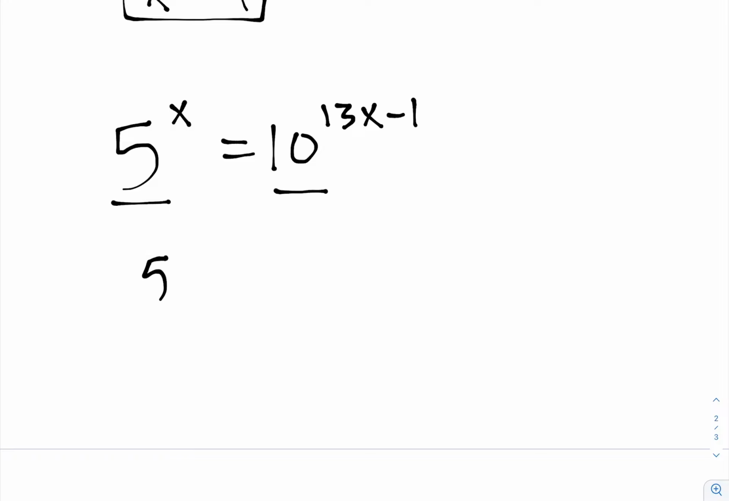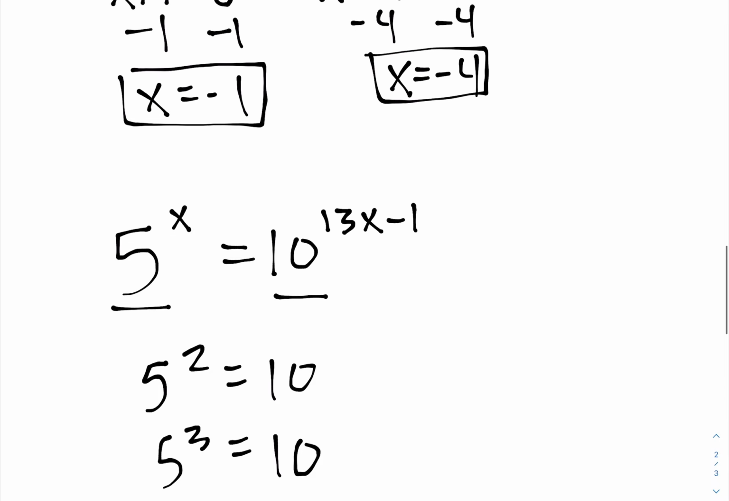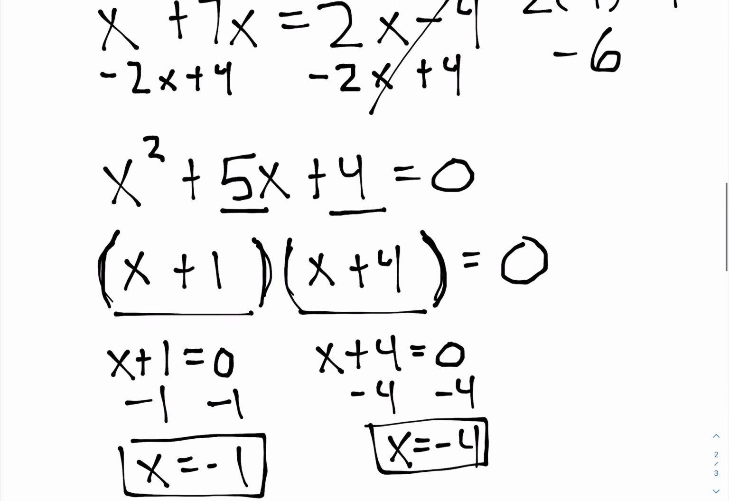So 5 squared doesn't equal 10, or 5 cubed doesn't equal 10. It's going to be a really ugly exponent. 5 to the power of some super long decimal is going to equal 10. So we would have to use logarithms for that.